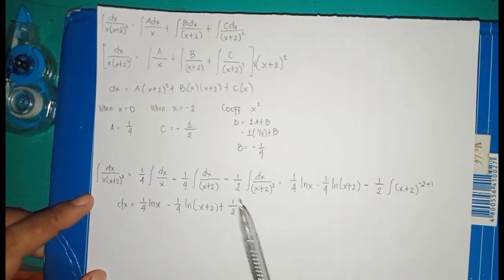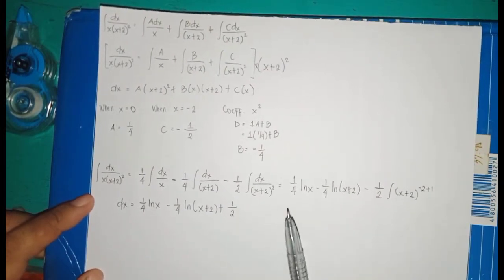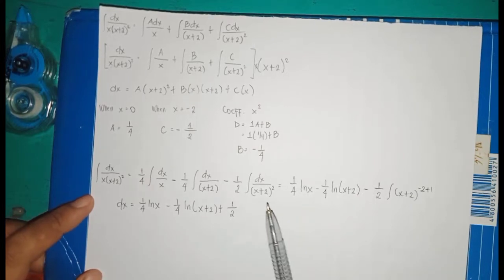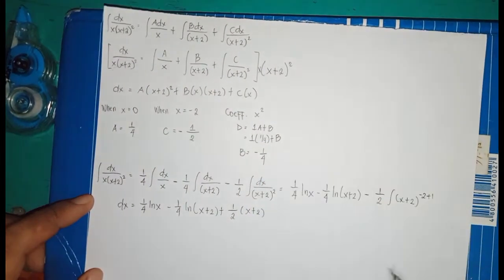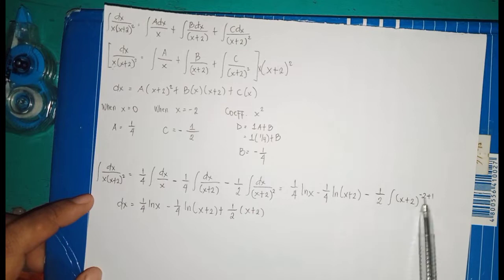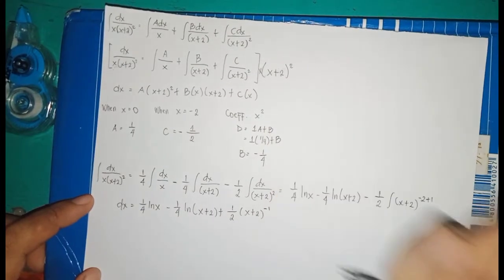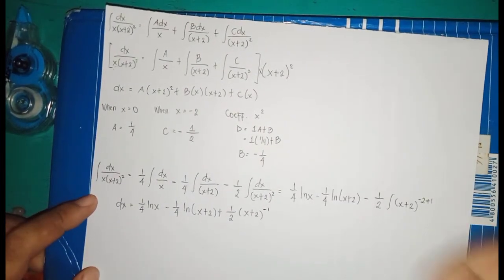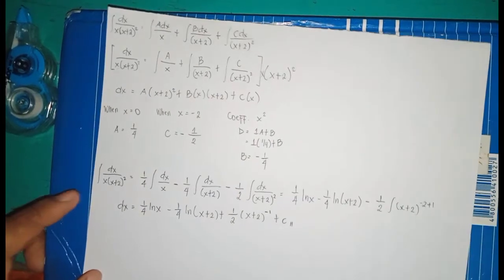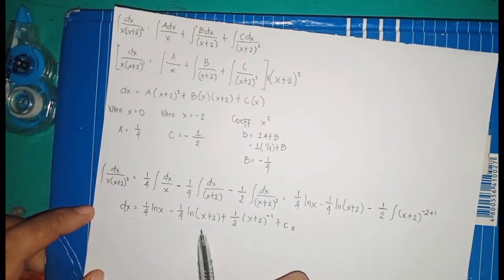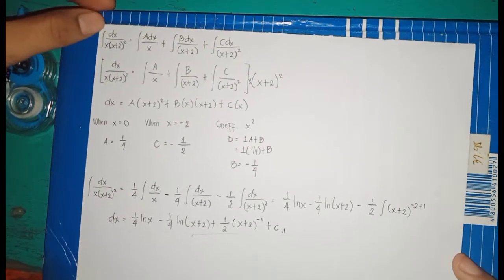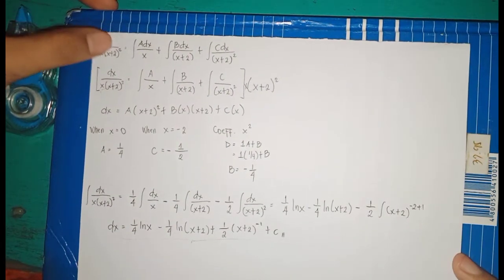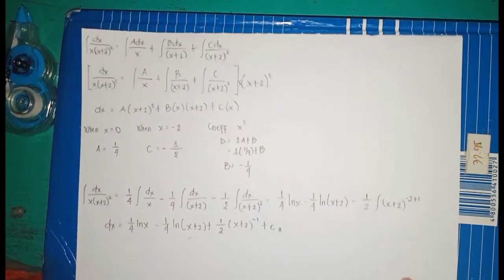The sign changed because we use the general power formula. So what remains is x plus 2. So negative 2 plus 1 will be negative 1, because we are subtracting. So plus C. So this will be the final answer for the given integral of dx all over x times the quantity x plus 2 squared.